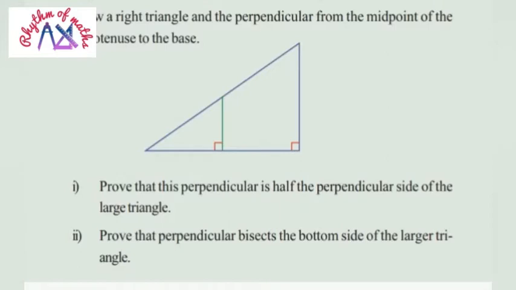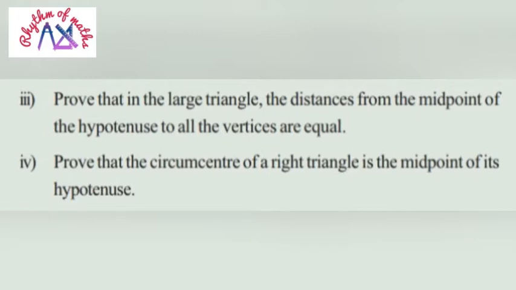Draw a right triangle and the perpendicular from the midpoint of the hypotenuse to the base. First sub-question: prove that this perpendicular is half the perpendicular side of the large triangle. Second sub-question: prove that the perpendicular bisects the bottom side of the large triangle. Third sub-question: prove that in the large triangle, the distances from the midpoint of the hypotenuse to all the vertices are equal. Fourth sub-question: prove that the circumcenter of a right triangle is the midpoint of its hypotenuse.